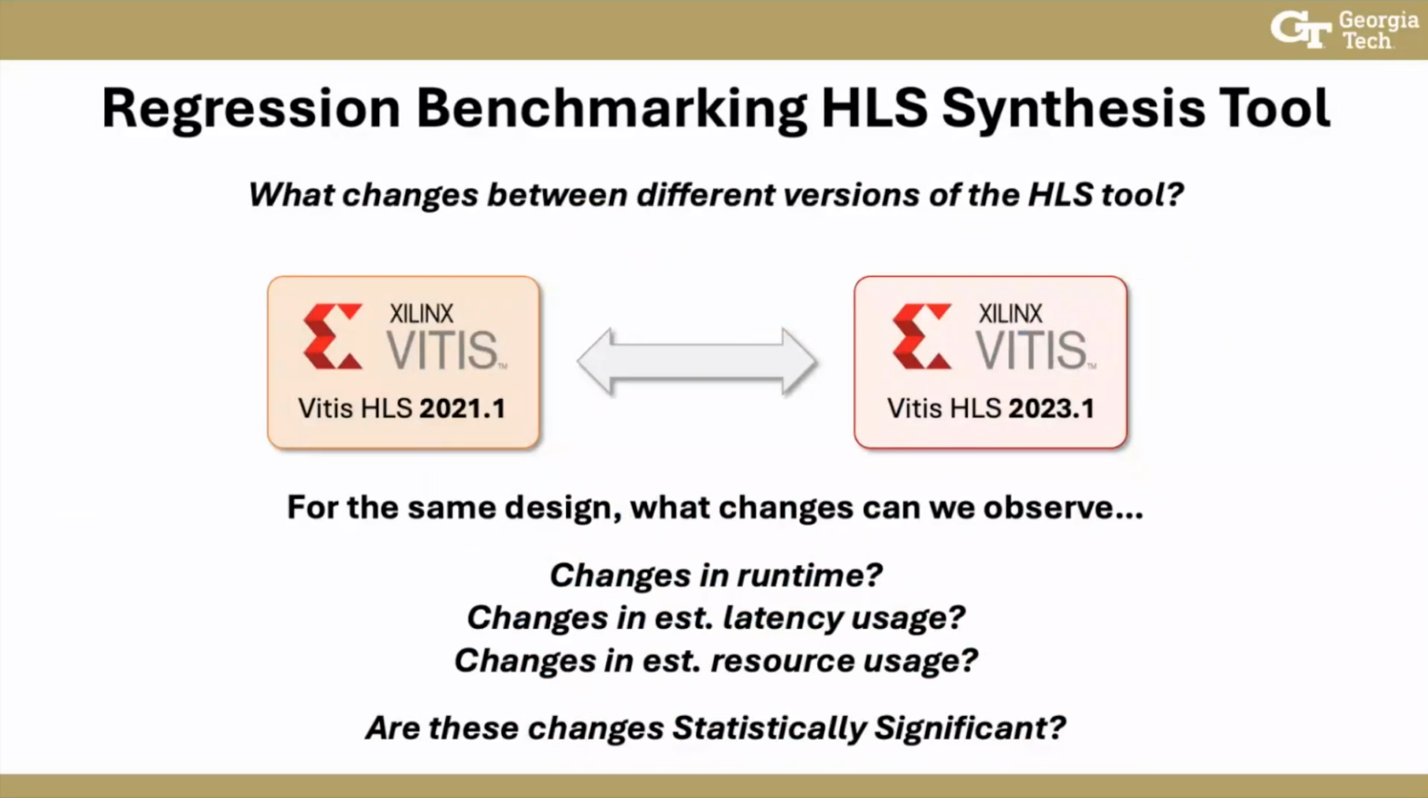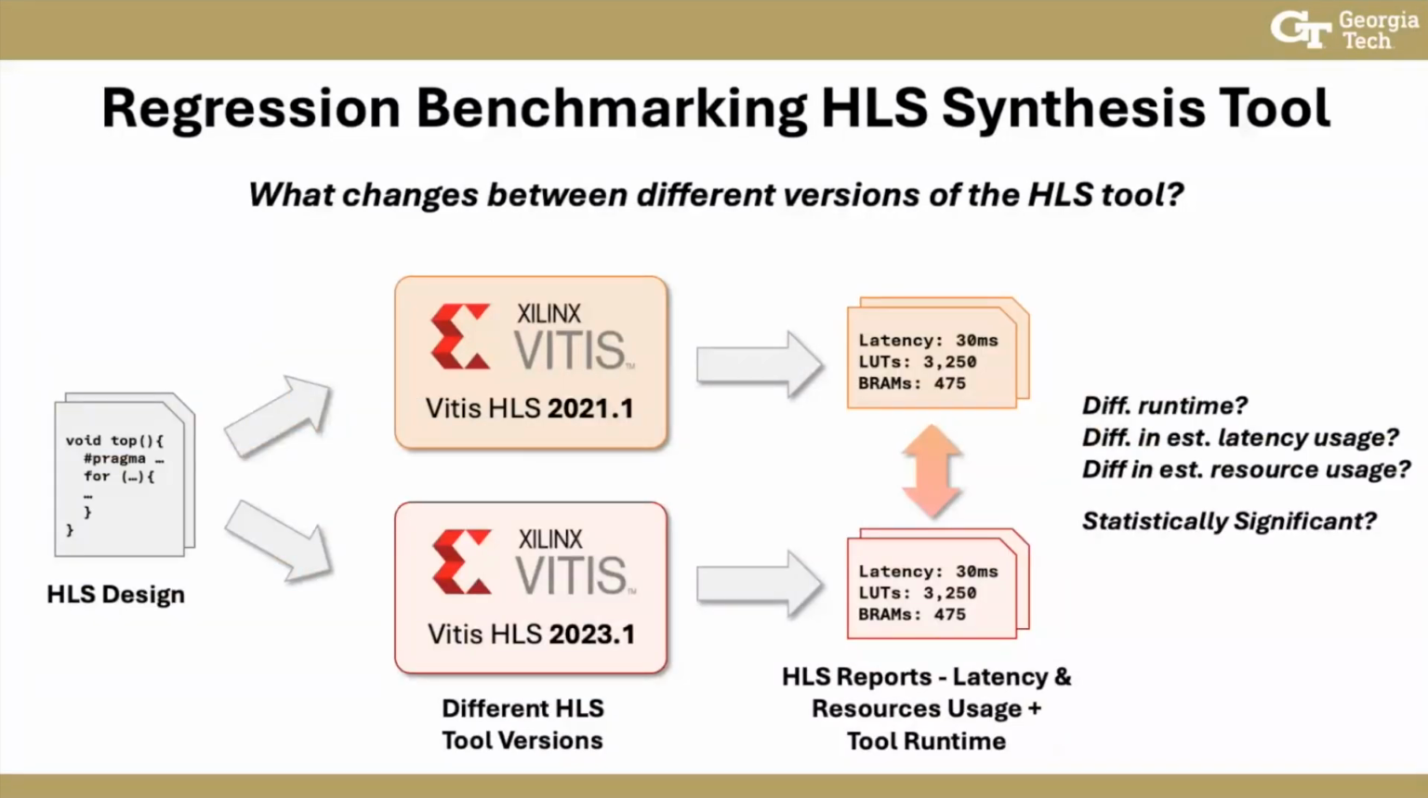And then the last case study I'll talk about is actually my favorite case study. This is regression benchmarking for different versions of the tool. A lot of times, something might work in one version of Vitis HLS and then break or become much worse in a different version. So for the same design, can we observe changes between different versions of the tool, like in runtime, latency, resource usage, and are these changes statistically significant? So what we do is we take the same design and run it through two different versions of the tool. We get some estimated reports, and we compare them, right?